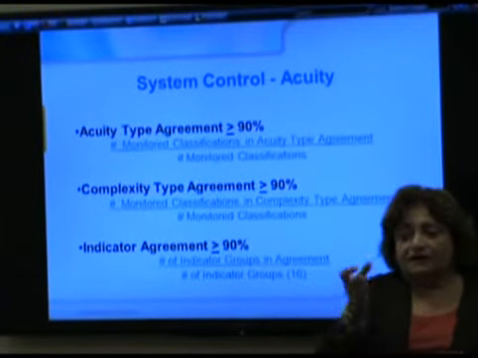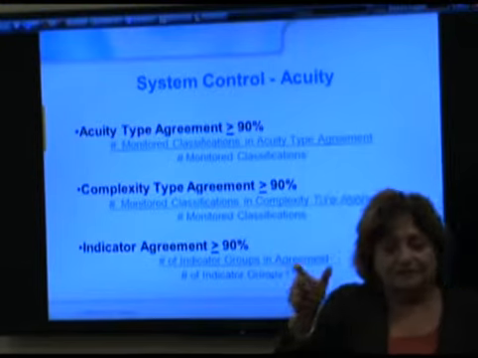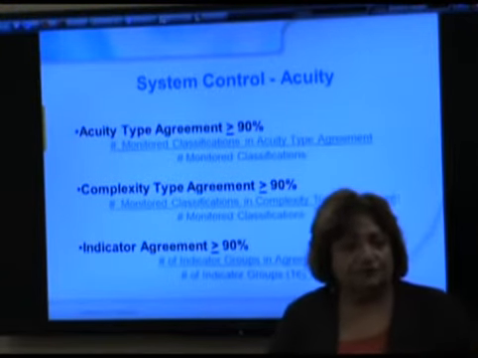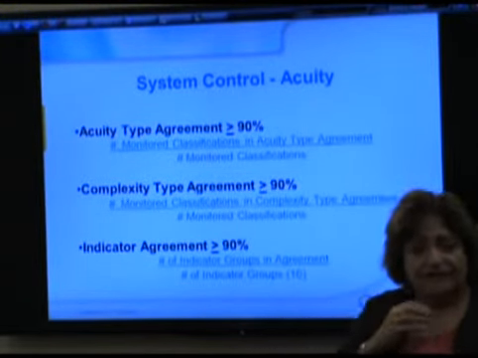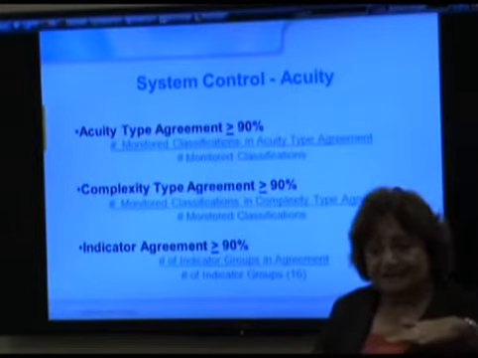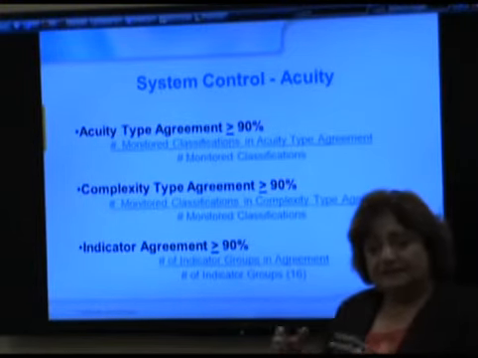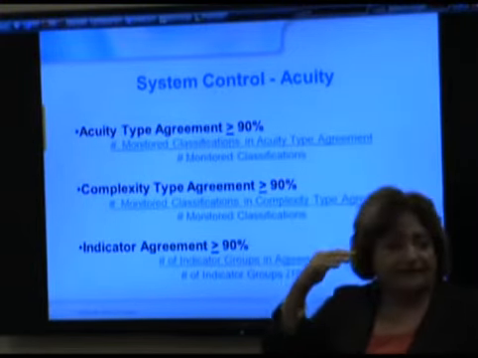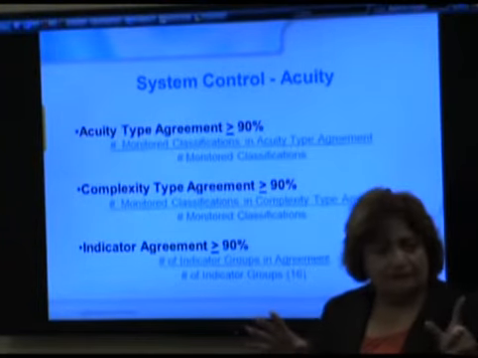So if I mark an indicator, if I mark ADL complete and you mark ADL partial, and I'm the monitor, then basically you have underclassified because I'm saying that this patient required a higher level of ADL. Does that make sense to you? Okay.